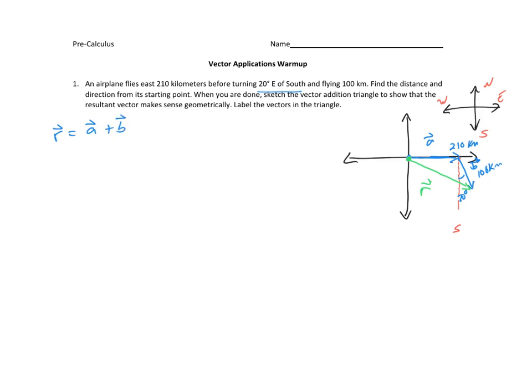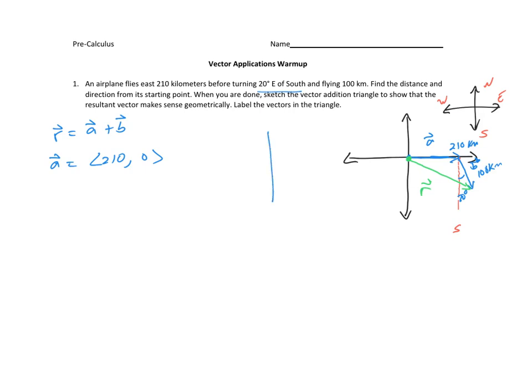And the issue is that we're given these vectors in polar form. We're given magnitude and direction. In order to add them, we're going to have to find their component forms. So let's begin with vector A. Vector A is pretty easy to put in component form because it's a horizontal vector and it's going just to the right. So vector A is 210, 0. Vector B, we're going to have to figure out what that component form is.